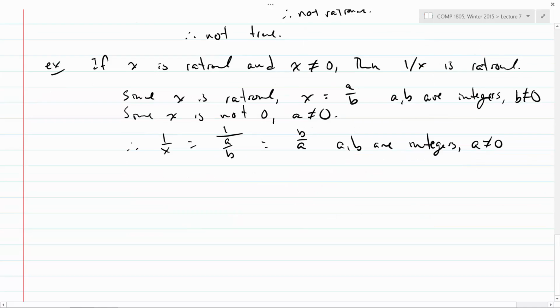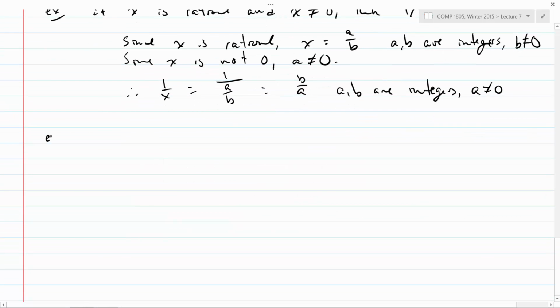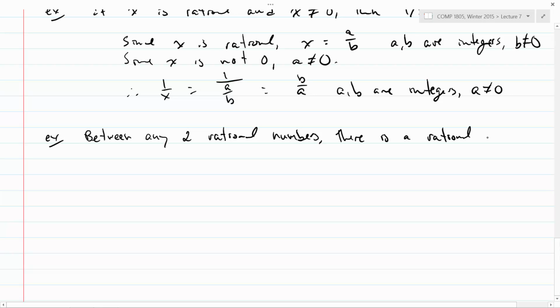All right, we'll move on to another example. So here's a neat one, because it's not as explicit about what the math is. You sort of have to come up with it on your own. And it's this: between any two rational numbers, there is a rational number.